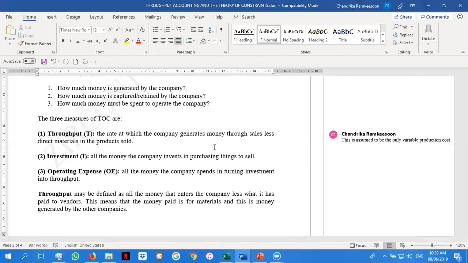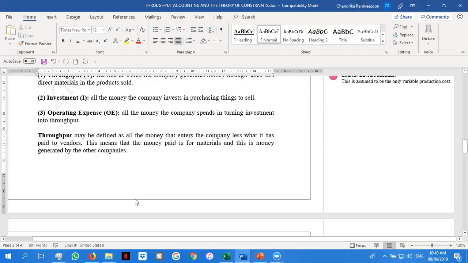One other thing you would realize, as far as throughput accounting is concerned, any expense which is categorized as operating expenses are fixed costs. With throughput accounting, as I mentioned a few minutes ago, the only variable cost is assumed to be direct materials. Of course, that is not necessarily so all the time in practice. But again, these are the assumptions upon which throughput accounting is based.